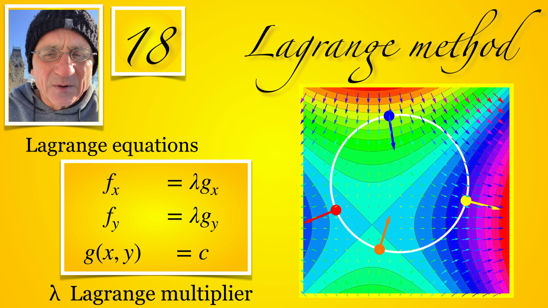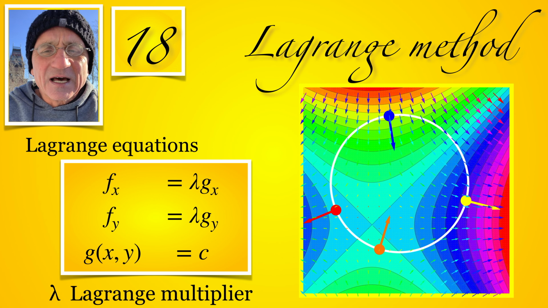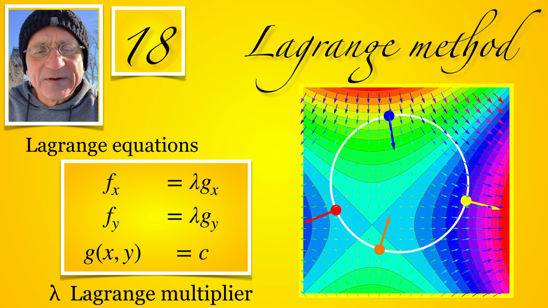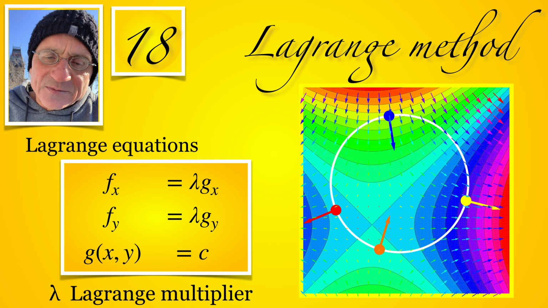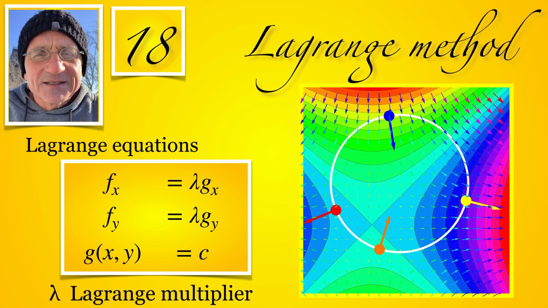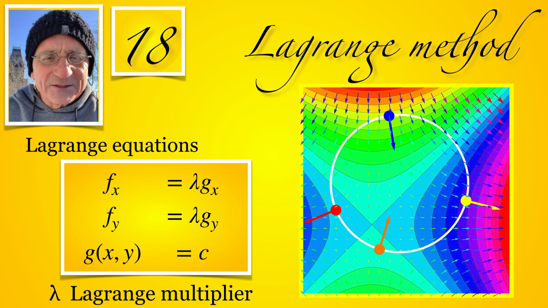When looking at critical points under a constraint, one is led to the Lagrange equations. Together with the equation of the constraint, they tell that the gradient of the function and the gradient of the constraint are parallel. The parameter lambda, which appears, is called the Lagrange multiplier.